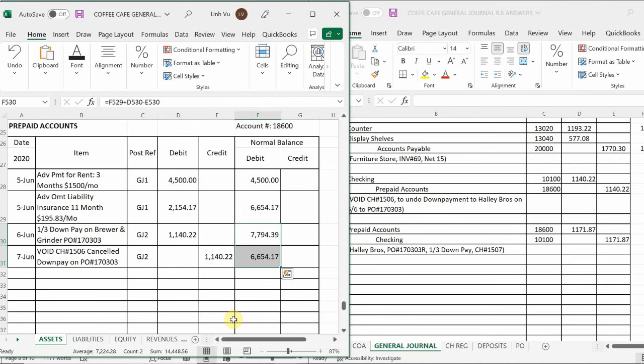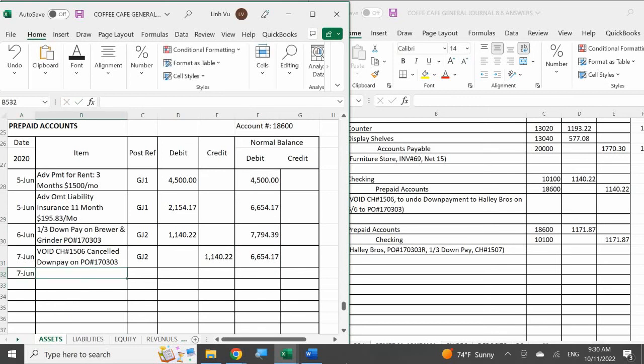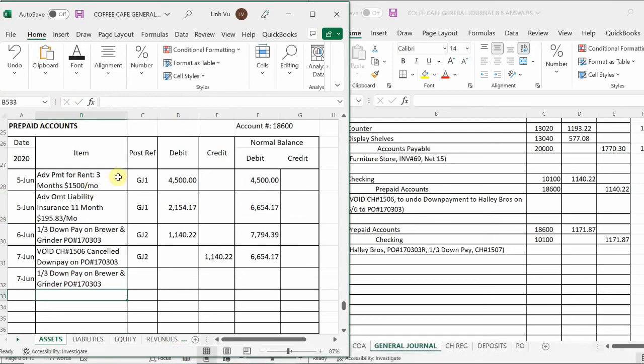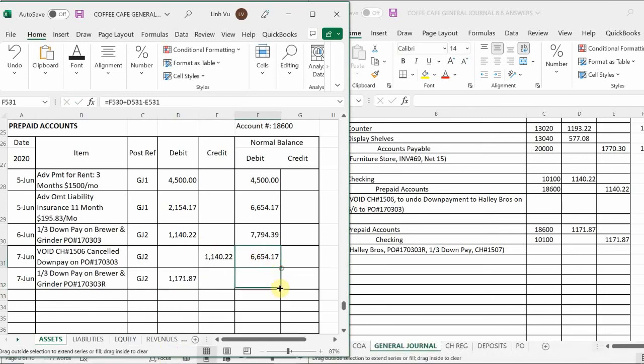Here I am on my prepaid accounts already. This time I'm going to fill in another box here, and it's going to say the same thing. This is a 1/3 down payment on brewer and coffee grinder for purchase order number 303 revised. Make sure you make that change right there. Still on journal page 2. This time it's for $1171.87, which should increase your prepaid accounts to $7,826.04.